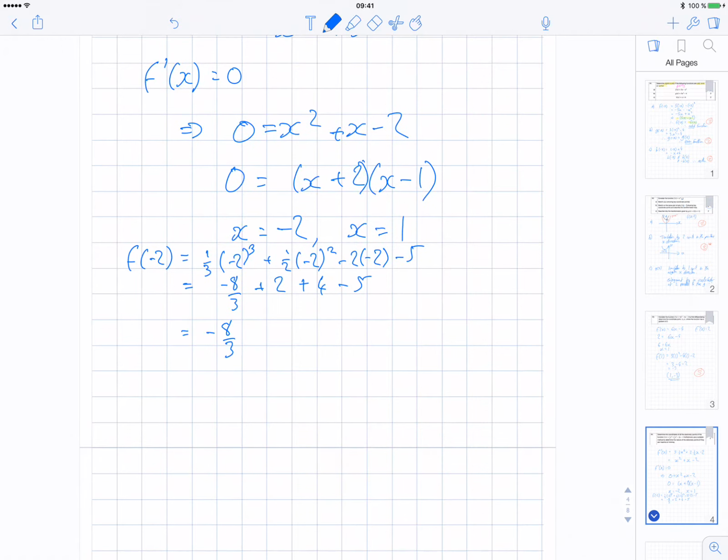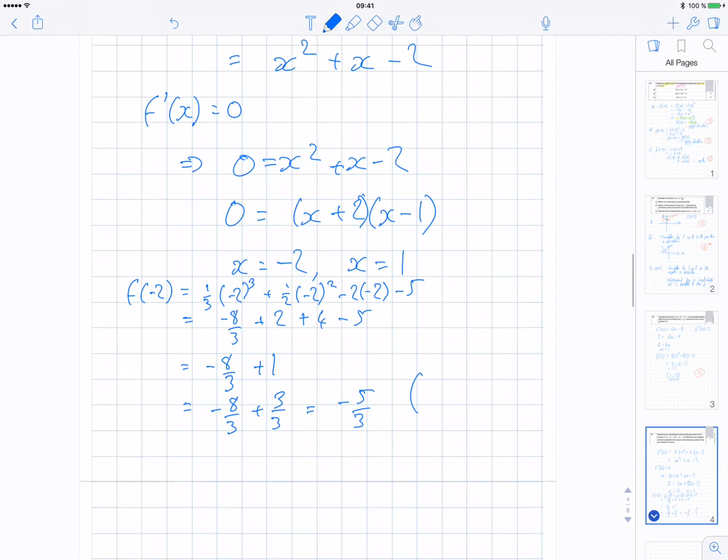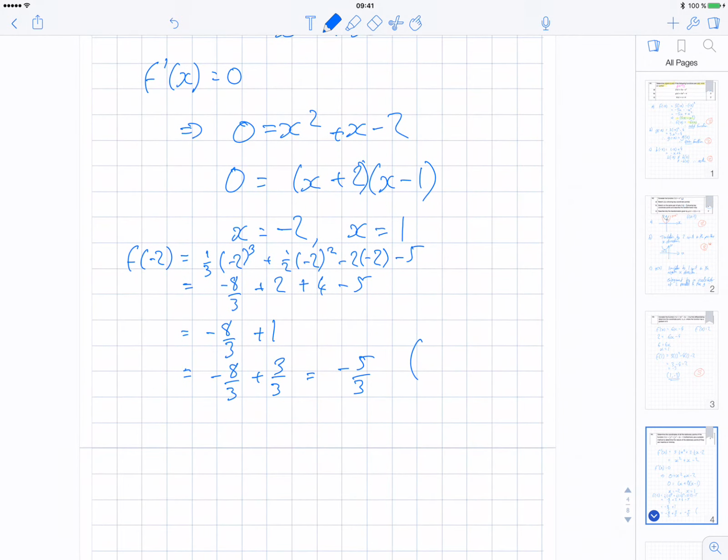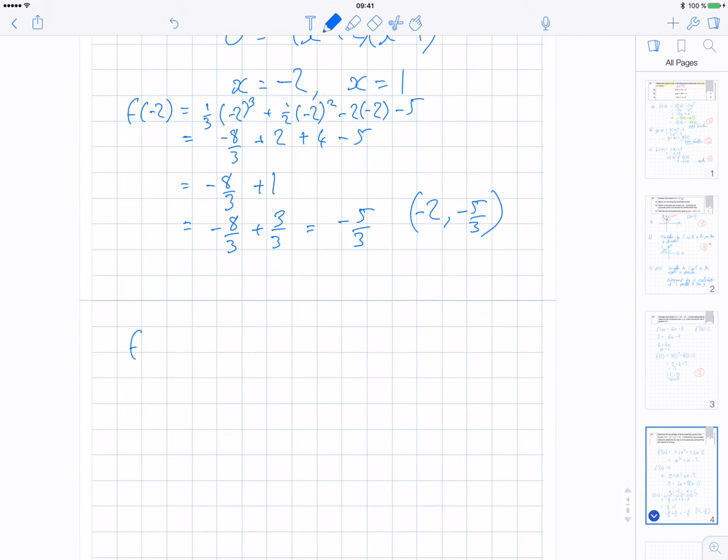Minus 8 over 3. 2 plus 4 is 6. 6 take away 5 is 1. So that's equal to minus 8, and it's just adding fractions, which is equal to minus 5 over 3. So we have that coordinate point is going to be minus 2 comma minus 5 over 3. If anybody complains about doing this, I'm only just doing fractions work with a bit of substitution in. And this one should be quite an easy one.